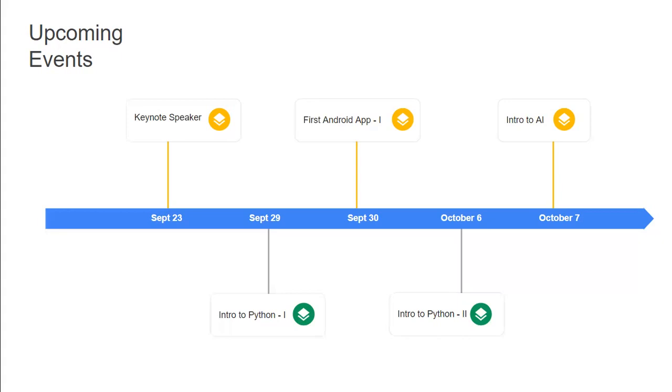For AI and machine learning, it's recommended to learn Python. So do attend our collab events, which are on September 29, October 6, and October 13. They will give you an introduction to Python, NumPy, and Pandas, which are usually used for machine learning and AI.